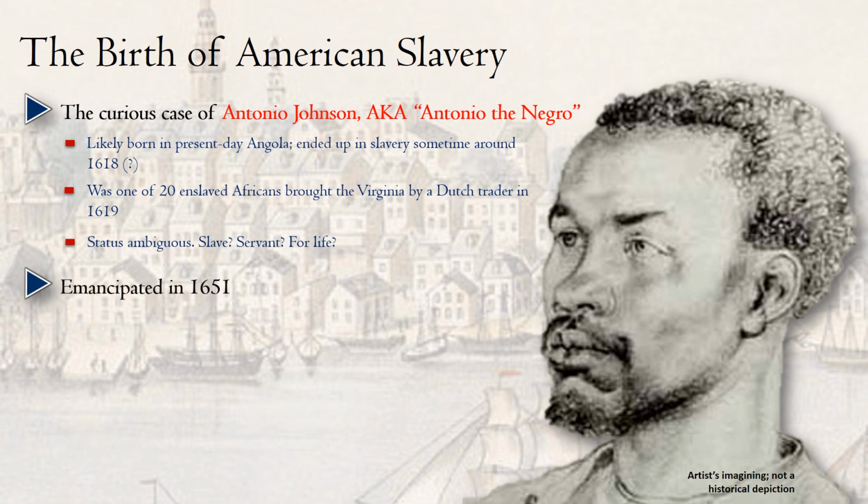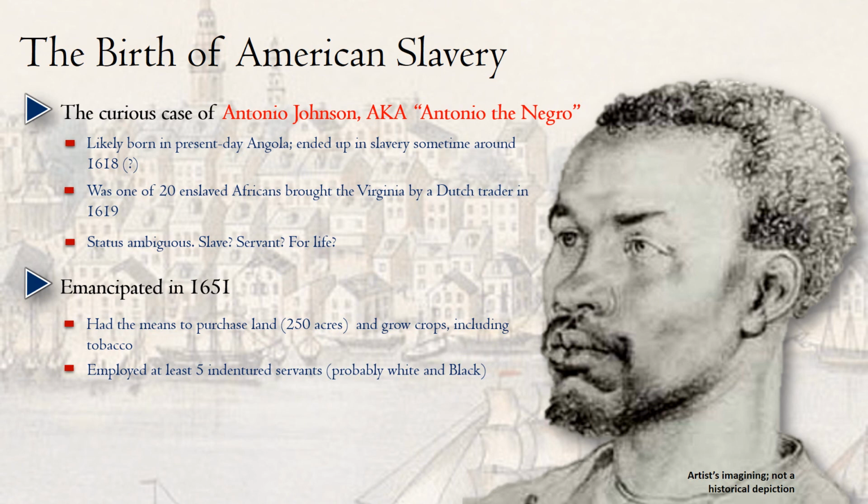Well, Antonio Johnson became free in 1651, and he had the means to purchase land, 250 acres. So that tells us he somehow acquired a bit of startup capital during his time of enslavement, which tells you something right then and there about the nature of slavery if he's able to accrue this much capital. So he purchases 250 acres and he grows crops, including tobacco.